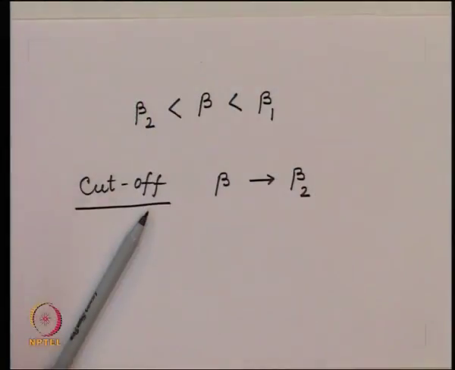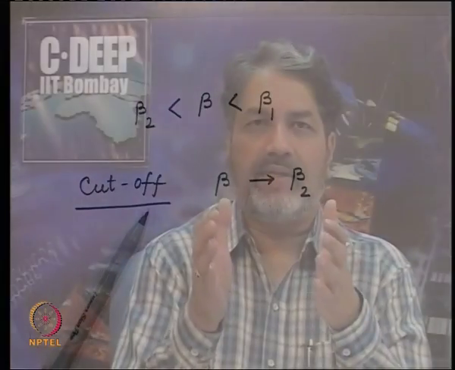Now, we can understand this physical picture very easily: why beta lies between these two limits, beta 1 and beta 2. Because for an optical fiber, part of the energy is lying inside the core, part of the energy is lying inside the cladding. If left to themselves, the fields lying inside the cladding would travel with a phase constant which is beta 2. The fields lying inside the core would travel with a phase constant equal to beta 1.